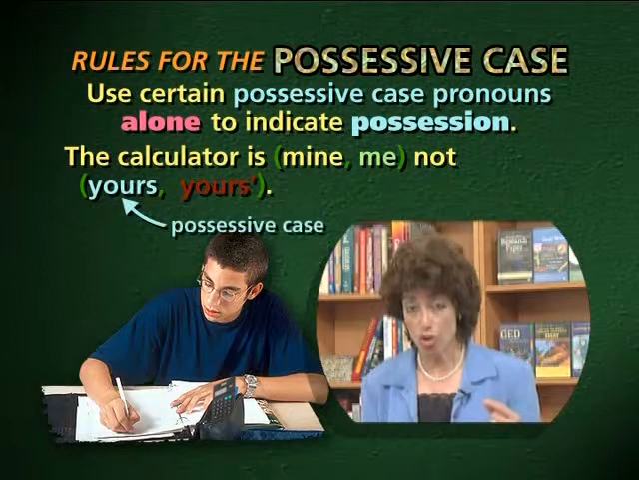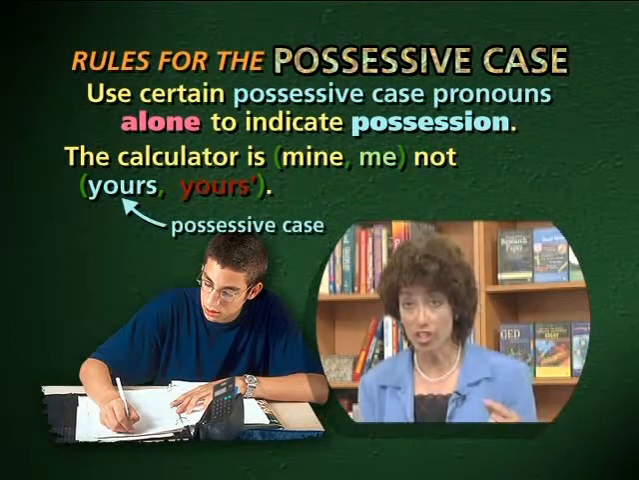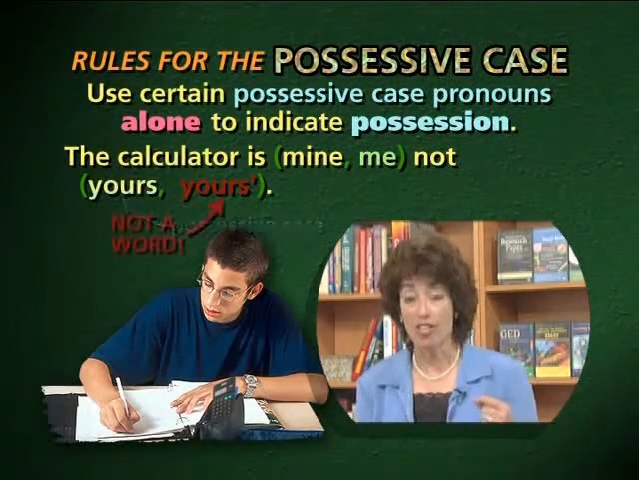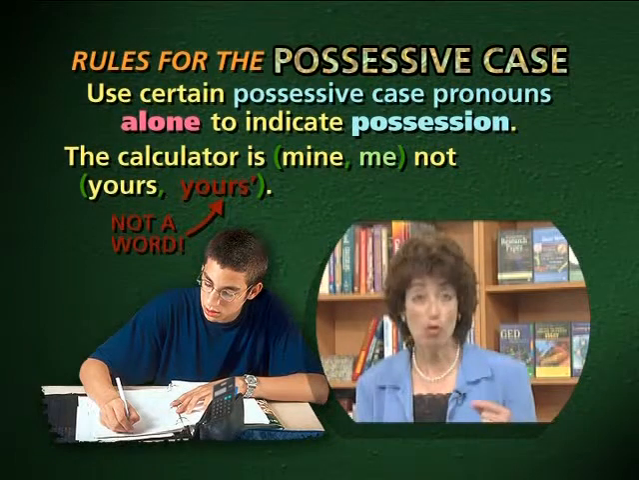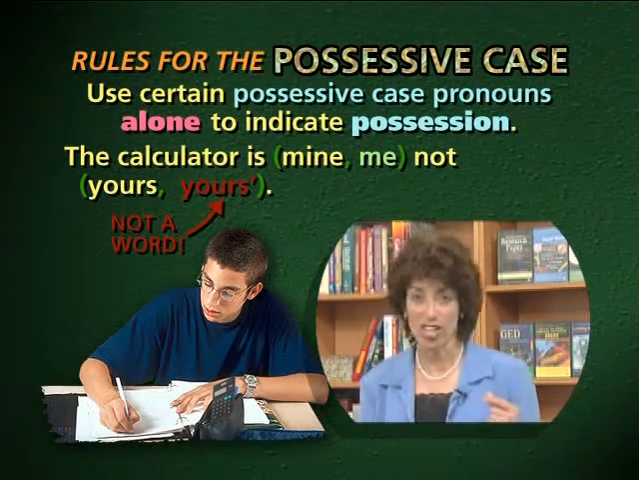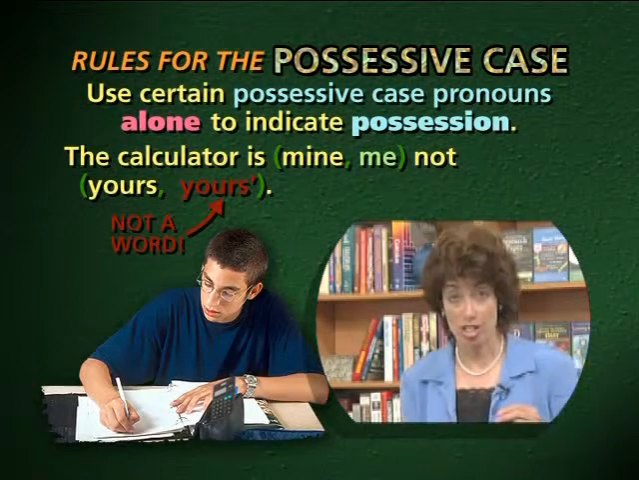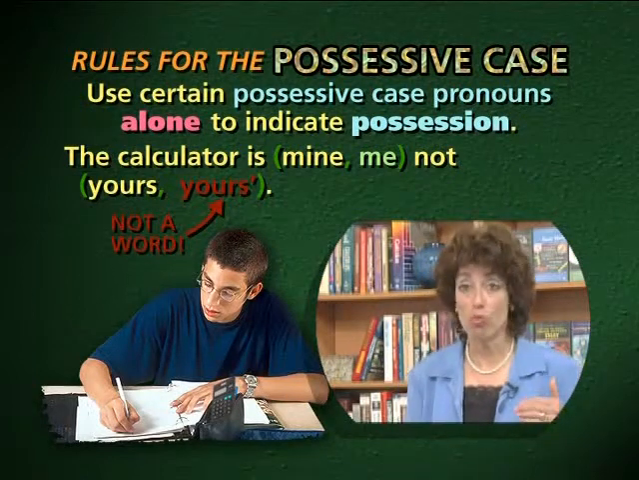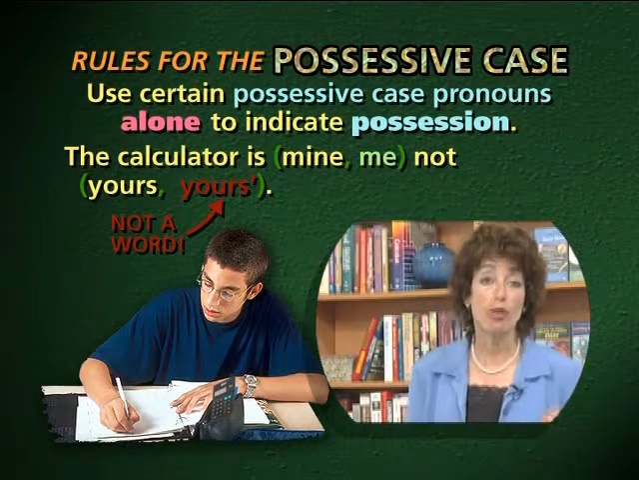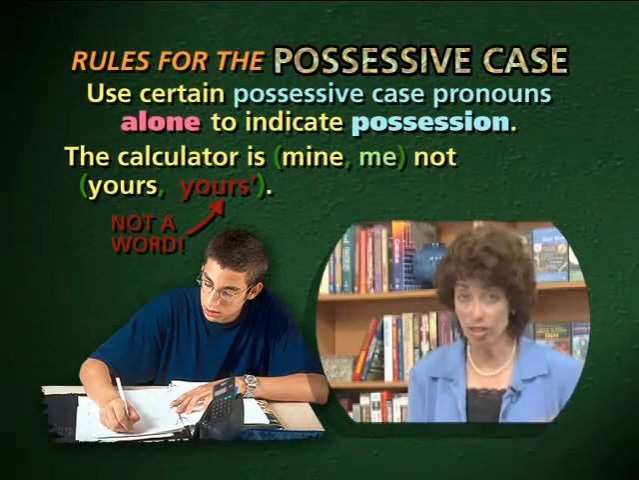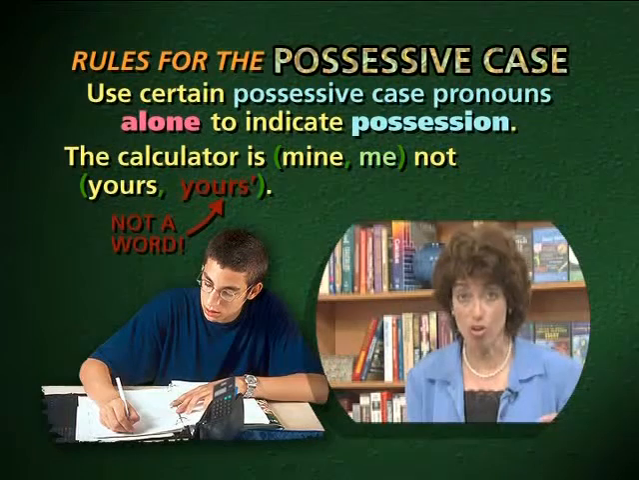The first yours is a real word. It's the possessive case. The second your's is not a word. I put that in just to sort of trick you a little bit. There would be no apostrophe ever in the word yours. There wouldn't be one after the S. There wouldn't be one before the S. So you can eliminate that immediately because that's not even a word.